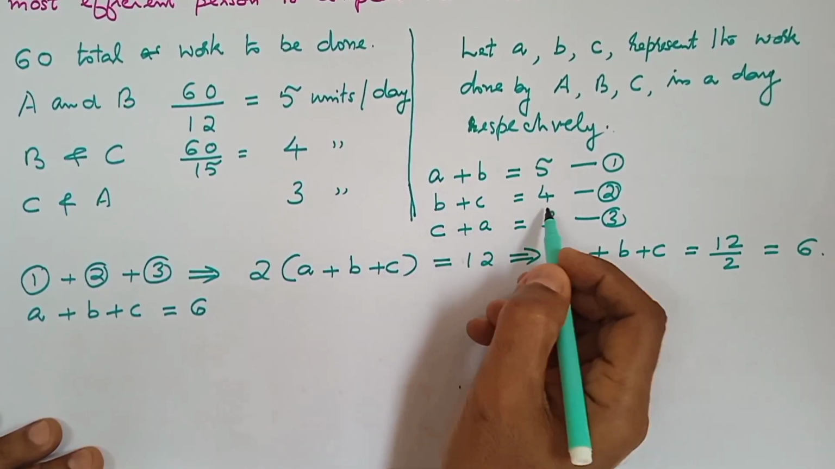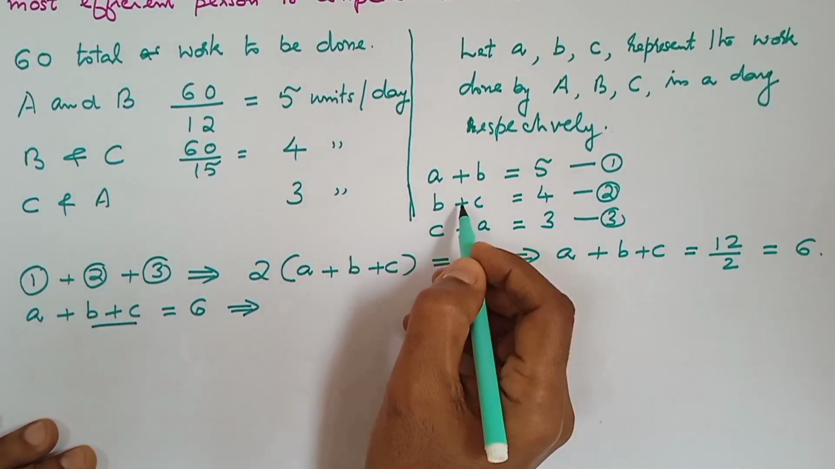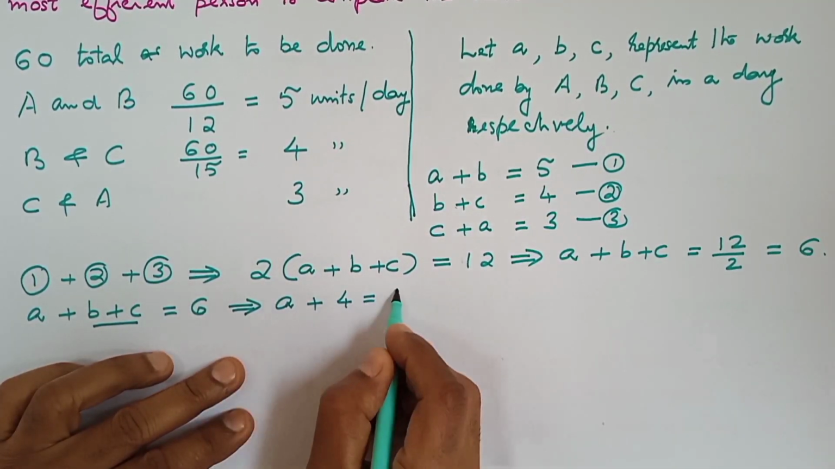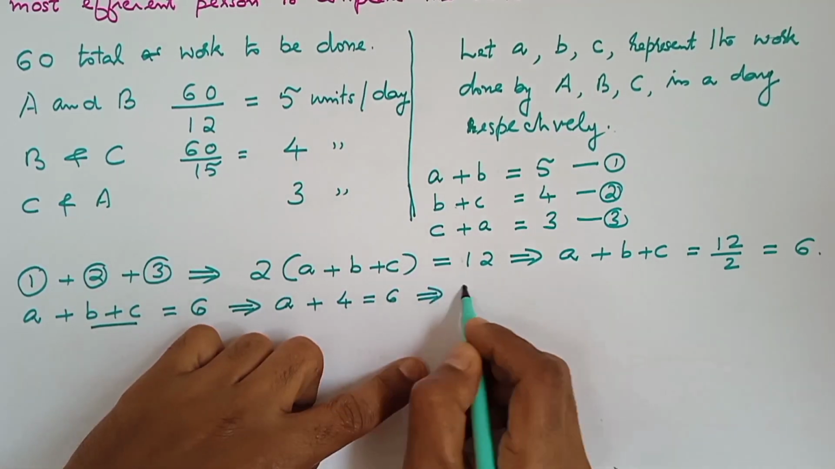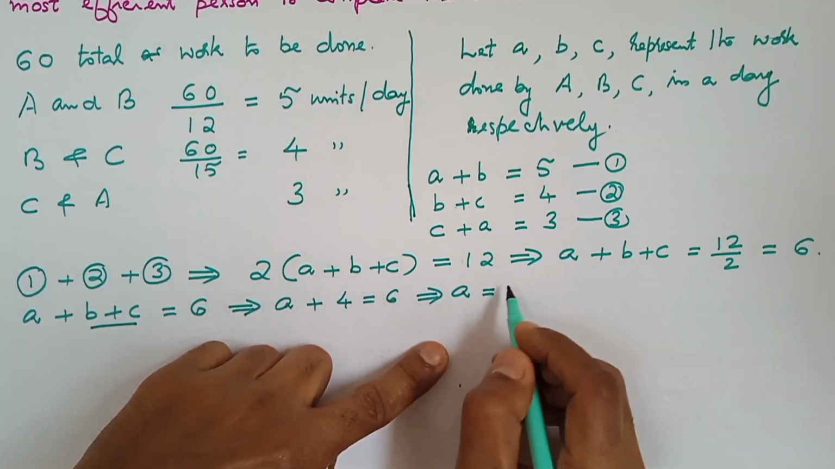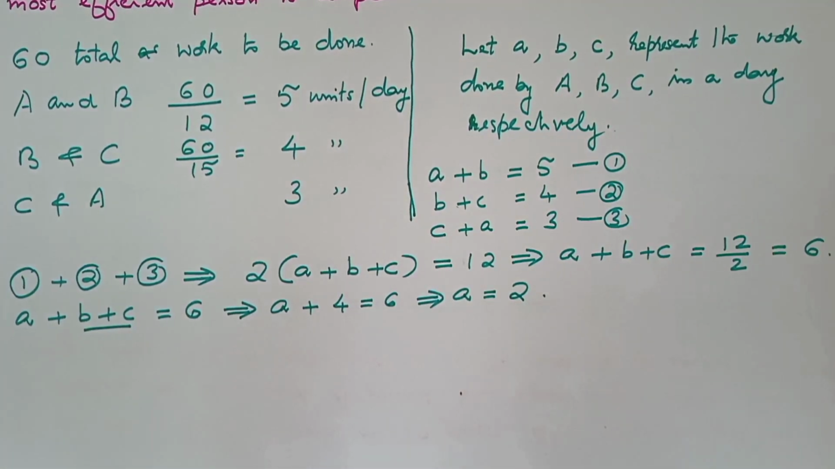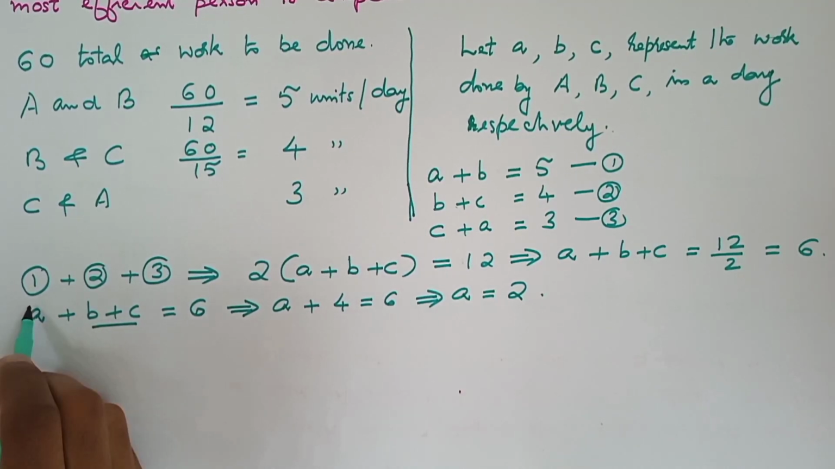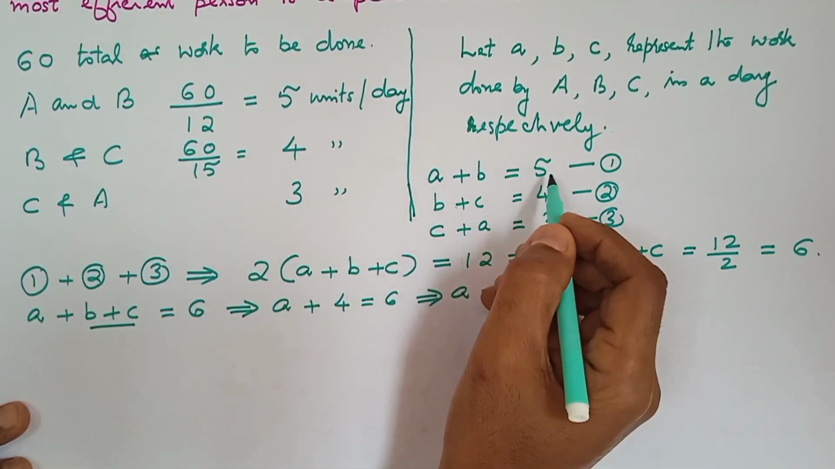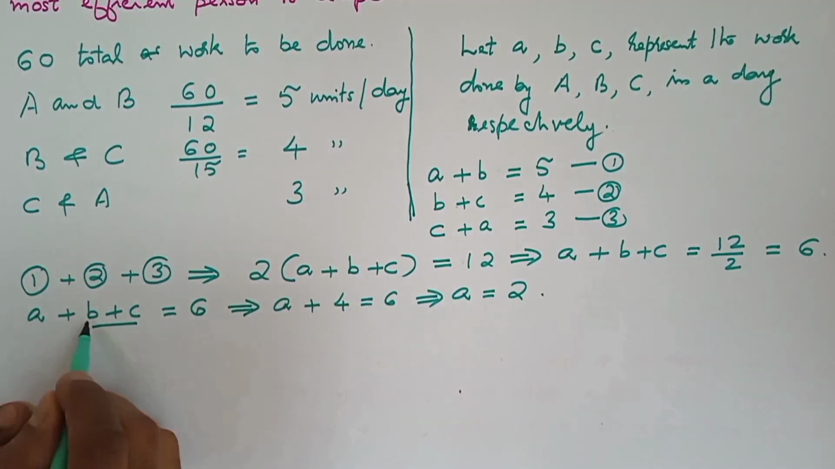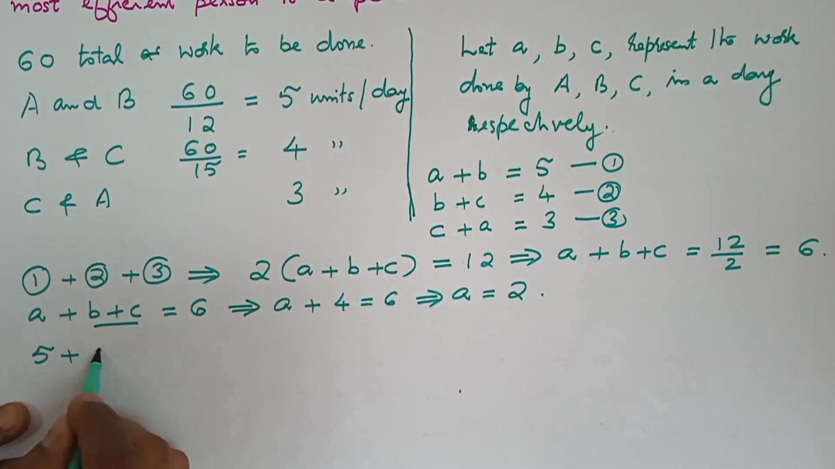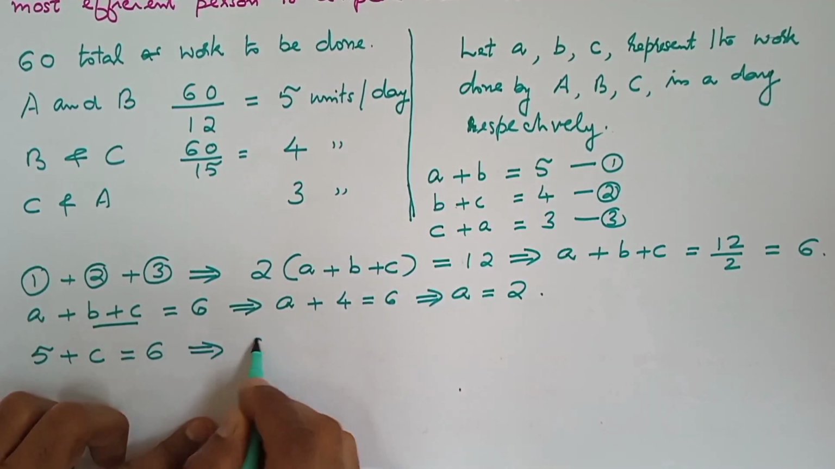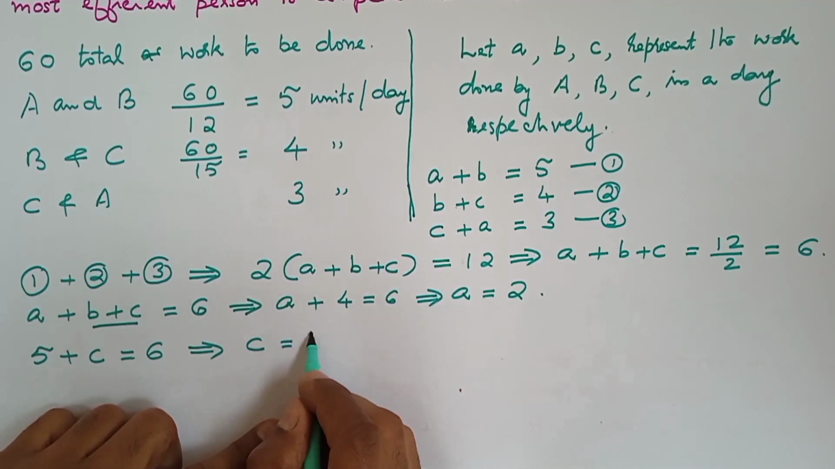Now do one thing. B plus C is equal to 4. So substitute B plus C as 4 here. So A plus 4 will be 6. This implies A is equal to 6 minus 4, which is 2. Then to get C, what you can do is, again in A plus B plus C, substitute 5 for A plus B, because A plus B is equal to 5. So 5 plus C, with A plus B replaced by 5, equals 6. This implies C is equal to 6 minus 5, which is 1.